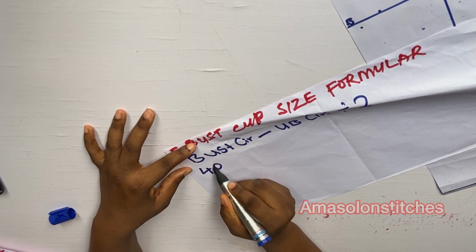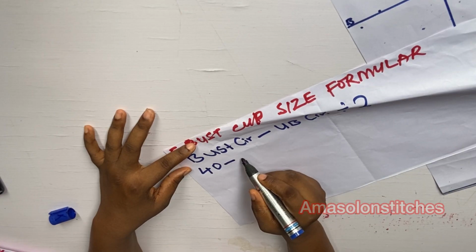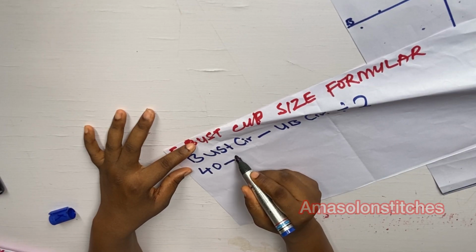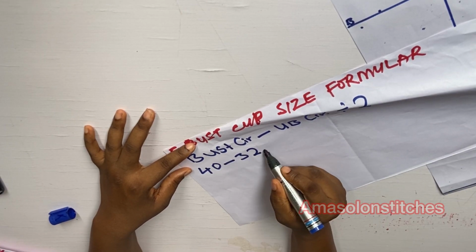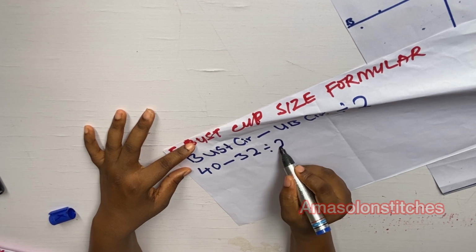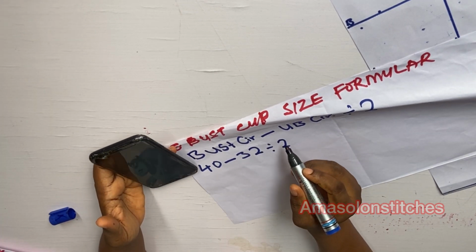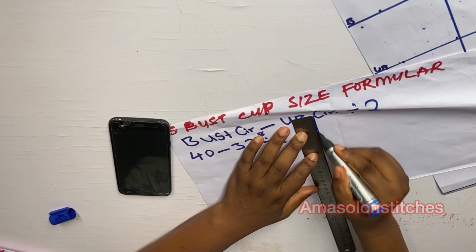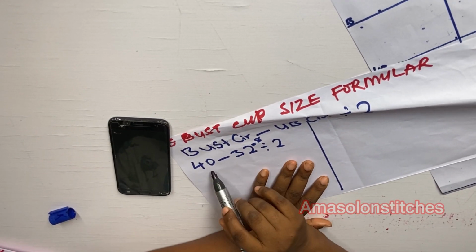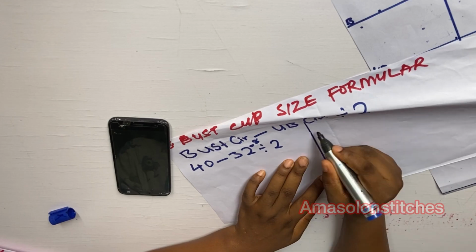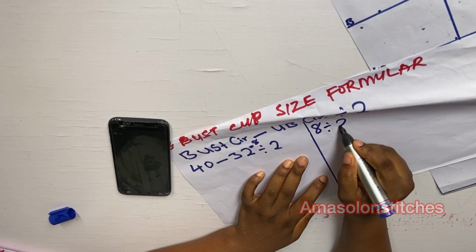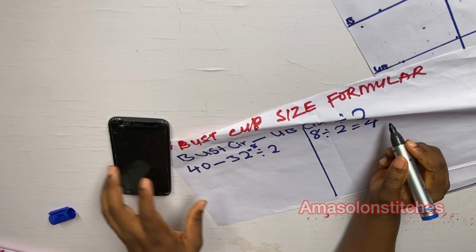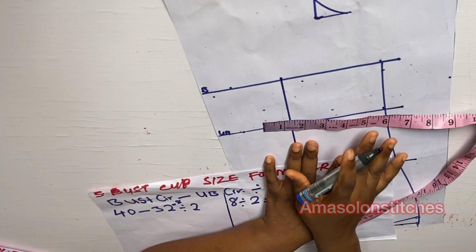Let's use bust 40 minus underbust 32, divided by 2. Bust 40 minus 32 gives me 8. Then 8 divided by 2 gives me 4 inches. It is very, very simple.